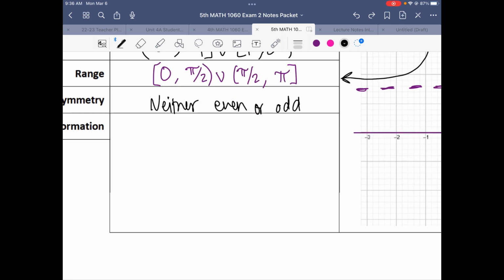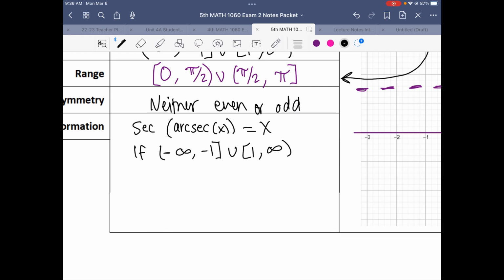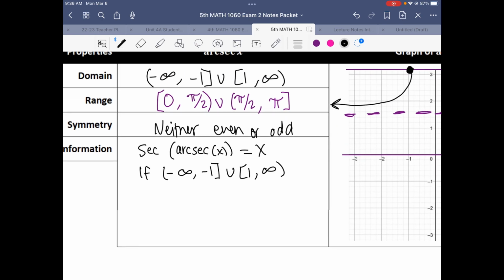Okay, so again, we need to talk about the secant of the arc secant of x, and that will equal x because it's an inverse if this exists. So this will be true if we're between negative infinity and negative 1, or from 1 to infinity. If arc secant exists, then it works.